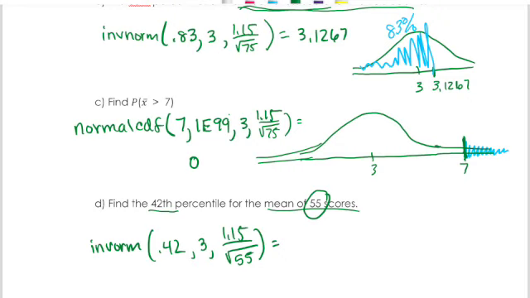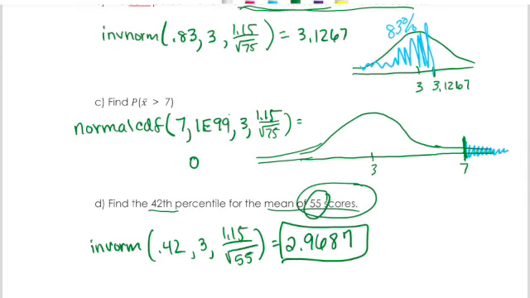And when we put that in on the calculator, we get about 2.968. It looks like we would round that up to 2.97. So here's our 42nd percentile for samples that have 55 scores rather than 75.